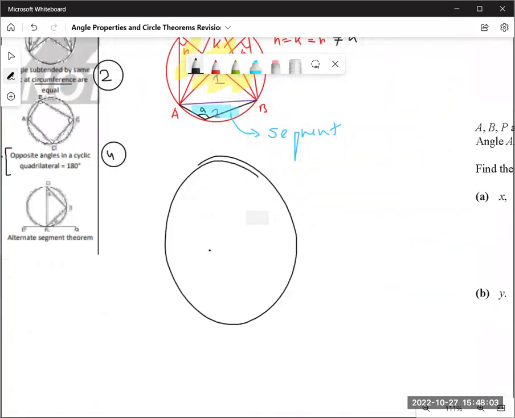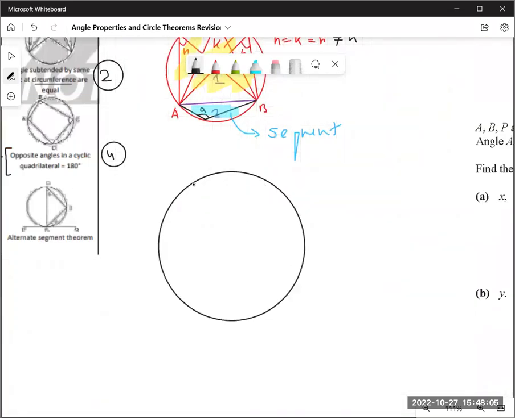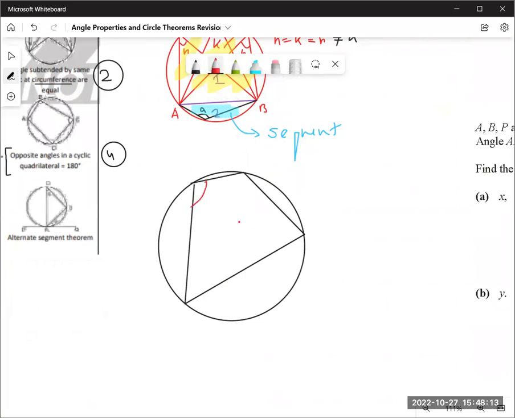Well, if you have a circle and you have a quadrilateral, a shape with 4 sides, and all the points are on the circumference, the opposite angles will always add up to 180. So if I have H and K, Mawadda, if I add H and K, what will I get?